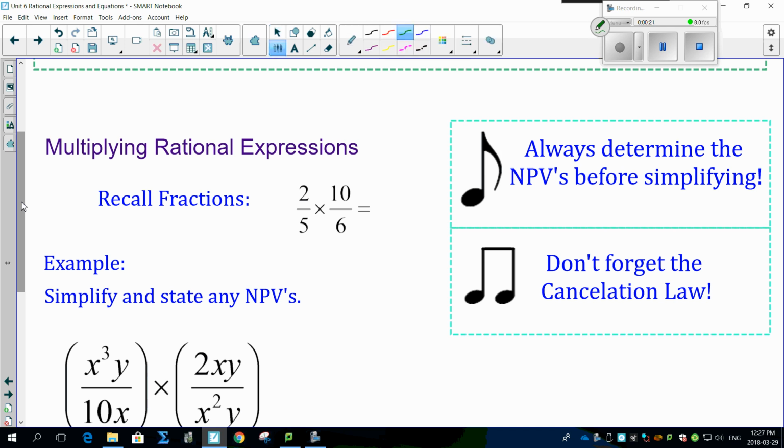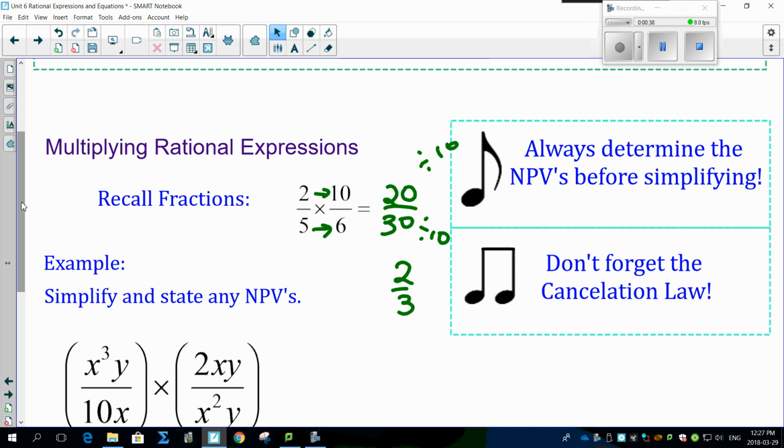Remember, there's a couple ways that you can do this. You can straight out multiply. You go 2 times 10, that gives you 20. 5 times 6, that gives you 30. You can divide a 10 from here and divide a 10 from here, and you end up with 2/3. Okay, that's the grade 7 way of doing things.